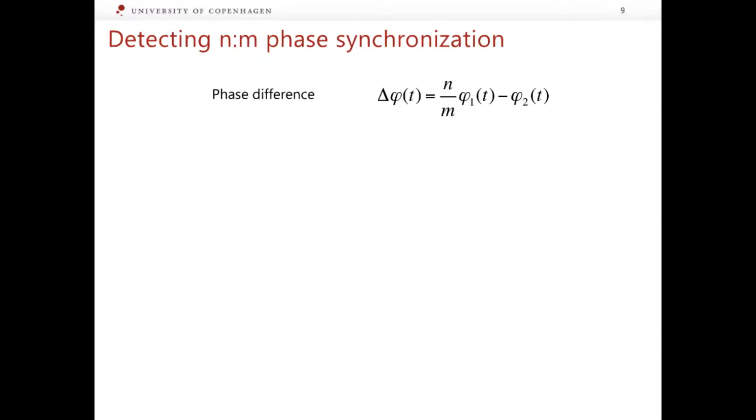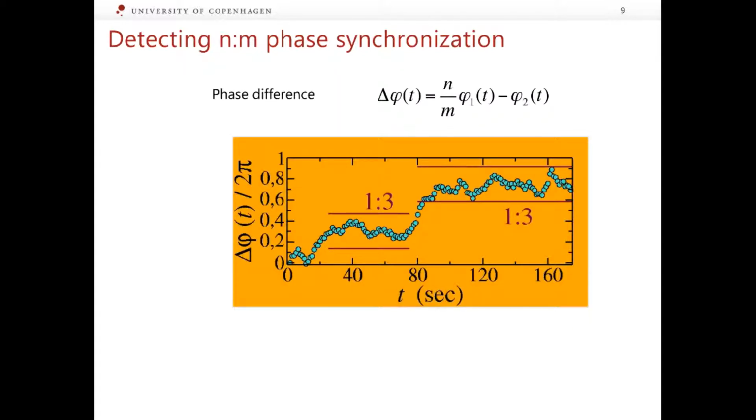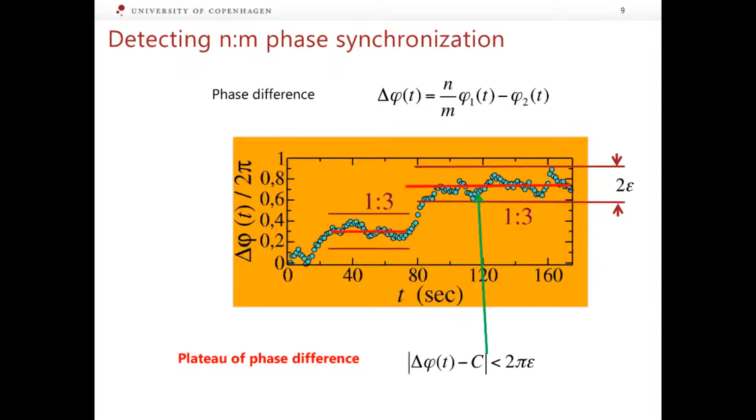An example of the phase difference between the human electrocardiogram and the breathing process is shown in this picture. Here, we suspect that the phase synchronization of the order 1 to 3 is taking place, and we wish to find out if this is true or not. We can see two plateaus of phase difference, which suggest the presence of a 1 to 3 synchronization. The thickness of each plateau is definitely less than 0.5. Therefore, we can state that during the observation time of 180 seconds, there are two episodes of 1 to 3 synchronization between the heartbeats and breathing.